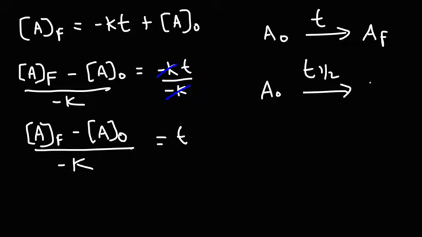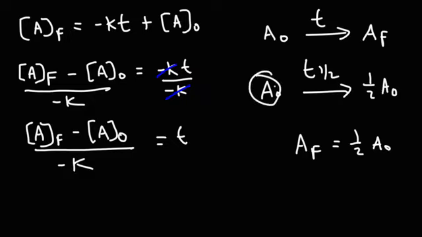So instead, we're going to replace A final with half of A initial. Because that's the half-life. The time it takes for half of this to decay, which means half is going to be left over.